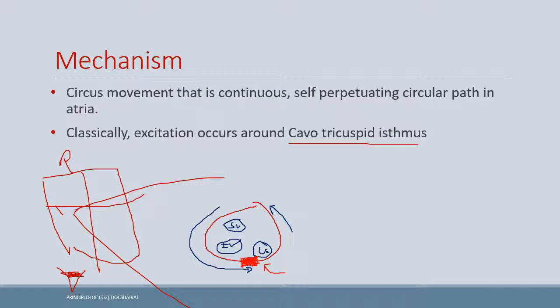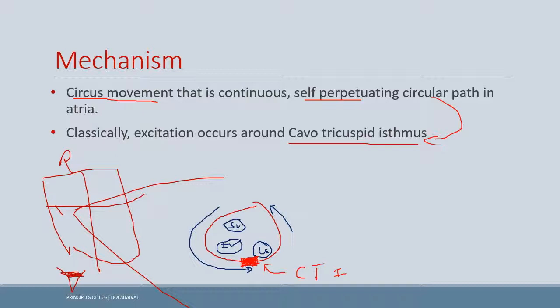So this area is called the cavotricuspid isthmus. Okay, this area is called the cavotricuspid isthmus, and that is the important thing in the typical atrial flutter, the type 1 atrial flutter. And that's what I have also stated, that there is a circus movement that is continuous and self-perpetuating in a circular path, and in type 1 that path is around the cavotricuspid isthmus.